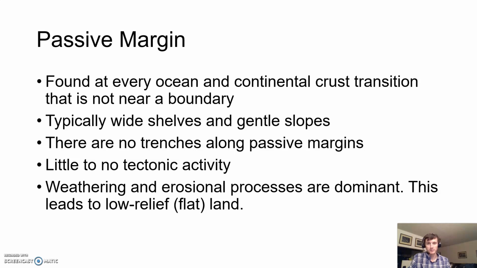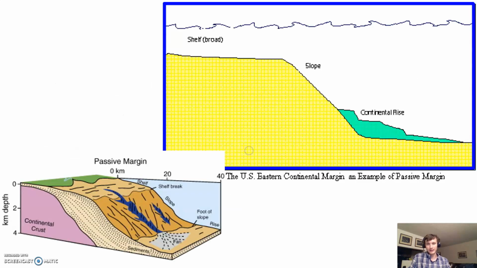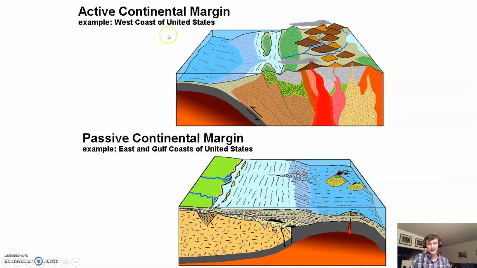So the dominant processes shaping these are going to be weathering and erosional processes, not tectonics. You tend to get gentler land in these, less rugged. You have a broader shelf, gentler slope, quite a bit of a continental rise, and then you have the ocean bottom here. A lot less going on in terms of tectonics. You don't see any mountains or volcanoes on this, like you would see with the active margin.